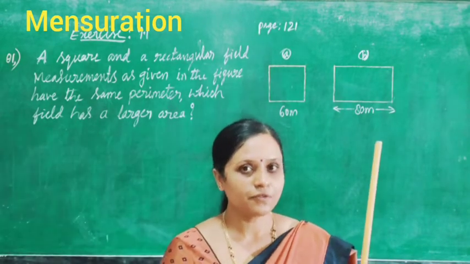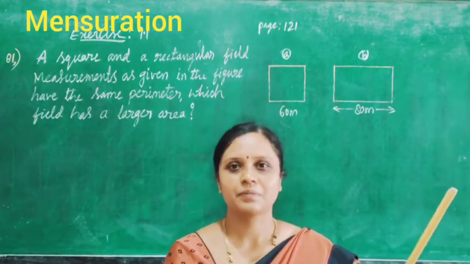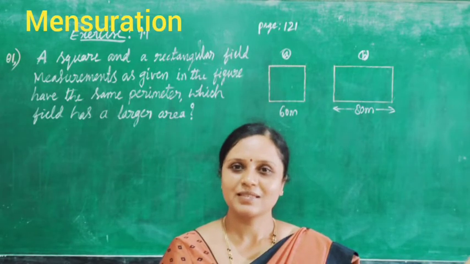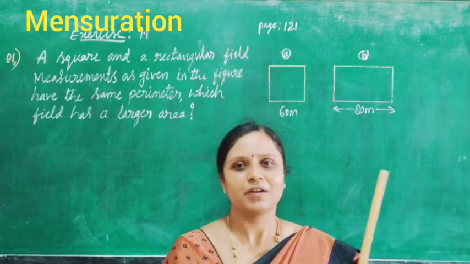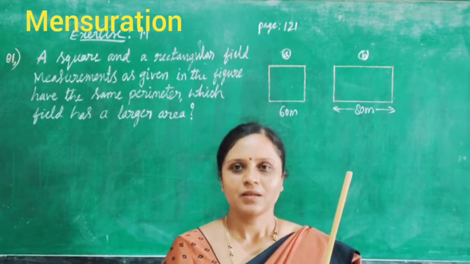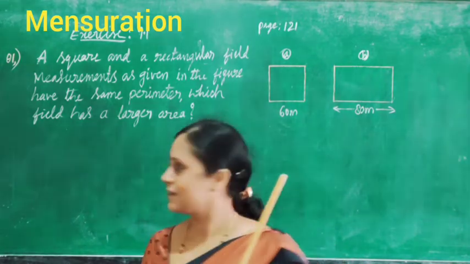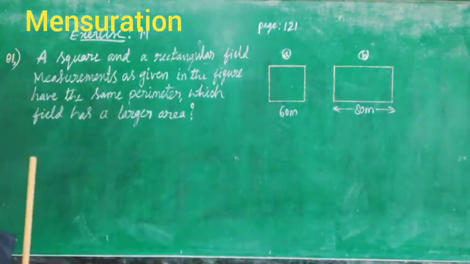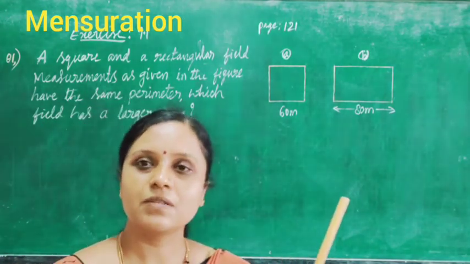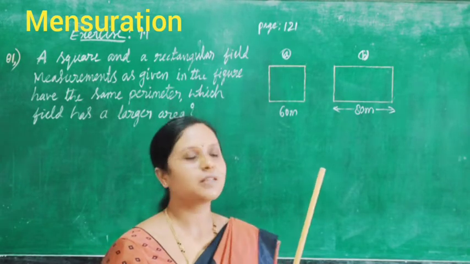But now we have to find which is the larger area among these two figures. So how to find the area? Yes, we have to use the formula and find the area of those shapes. So what is the area of the square? Yes. So now first we have to find the area of the square, and first we have to find the perimeter of the square.